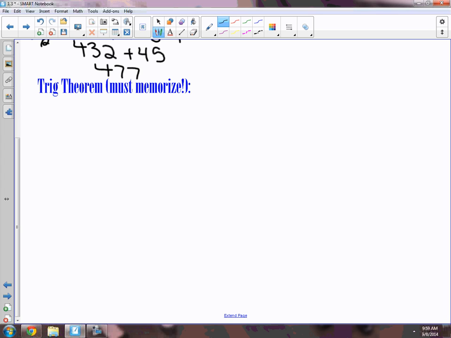Okay, here's the first one. If we take the limit of the sine of x over x as x approaches 0, that's always going to be 1. Limit of sine of x over x as x approaches 0 is going to equal 1. And then the second one is the limit as x approaches 0 of 1 minus the cosine of x over x equals 0. So those are the 2 trig theorems that we're going to need to memorize.